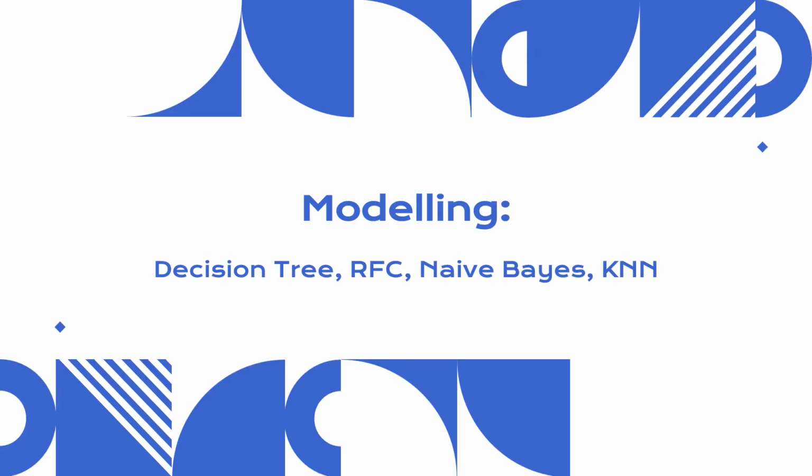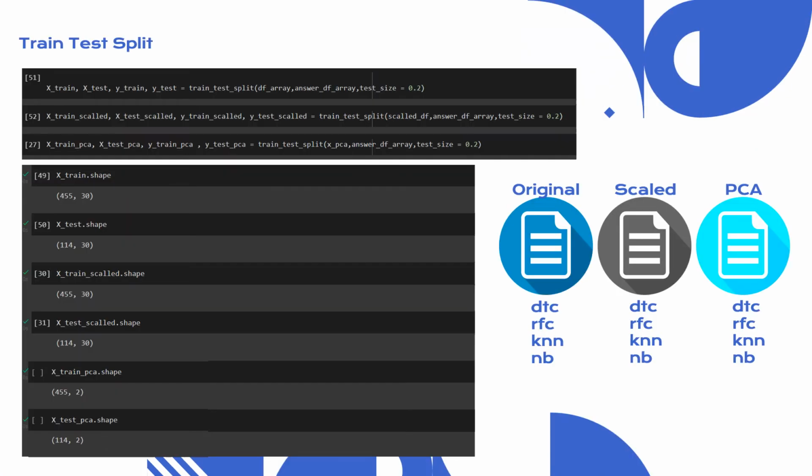And the next content of our presentation is about our dataset modeling, which will consist of decision tree, RFC, naive Bayes, and KNN modeling process. So before continuing to the modeling part I just mentioned, we will split all three data, the original, scaled, and PCA data, into train and test data.